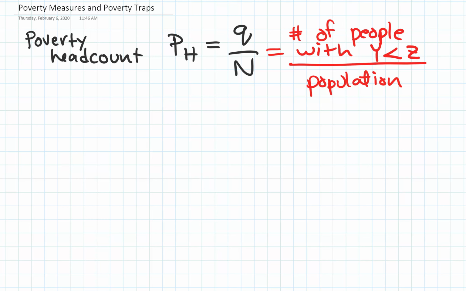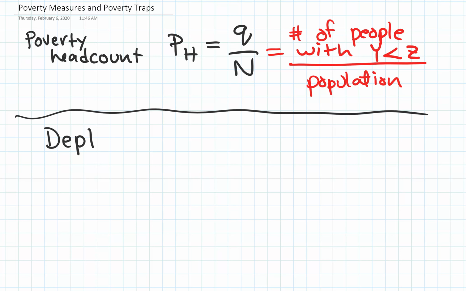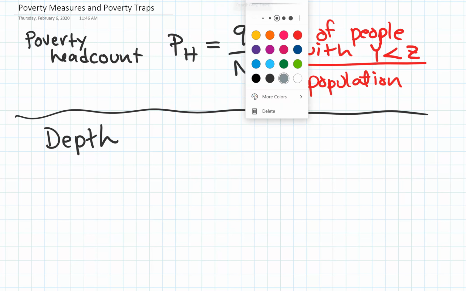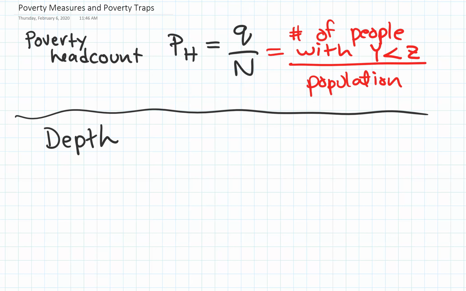Okay, so one thing about the poverty headcount is that it's insensitive to how deep in poverty people are, how far below whatever line you have chosen people are. So there's another thing we could look at, something we might call the depth. This is how far below some standard people are. So to measure that, just remember Z is your poverty line. My Z's kind of look like twos, so I'm going to put lines on them.